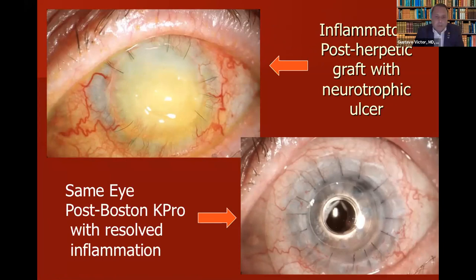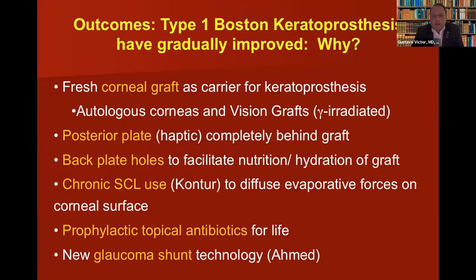So this is the other patient with ocular cicatricial disease after a corneal transplant, and then they did the K-Pro 1, and you can see that this inflammatory patient is one of the worst cases. You can see why.